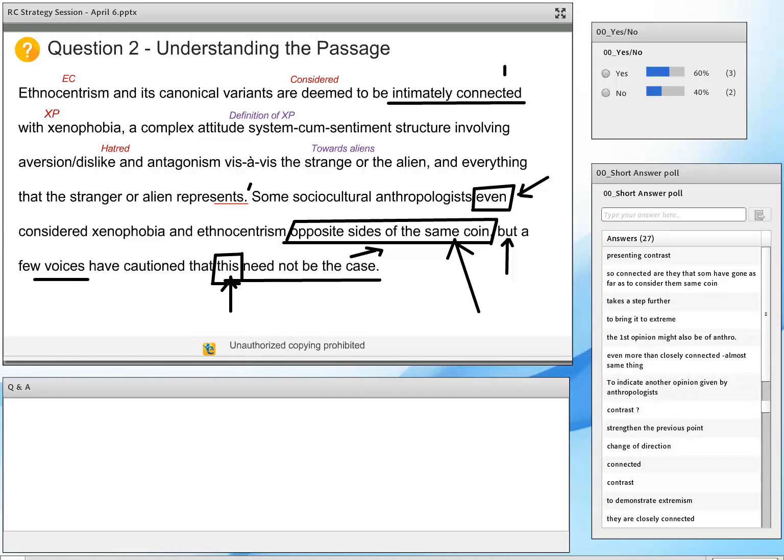Now, I can actually give you training on how to create an RC passage. You have 3 opportunities to create a question here. What is the significance of "even"? What does the author mean by opposite sides of the same coin? What does the author mean that this need not be the case? You have 3 different opportunities to create a question here. Okay, again, these are the ways. When the author is creating a passage and the questions, the passage is being created keeping questions in mind.